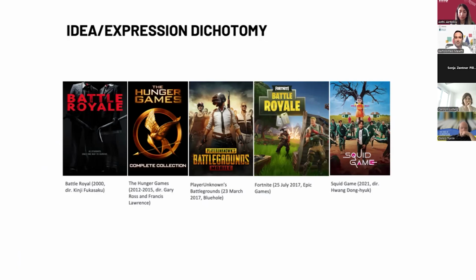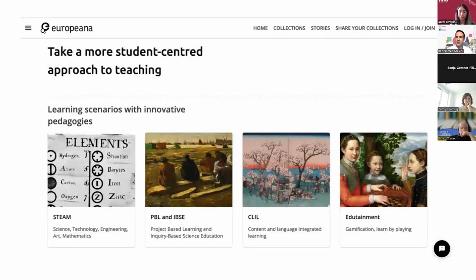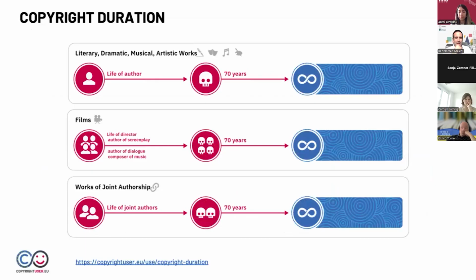But the same principle applies to educators, of course. If you see a nice idea that you'd like to teach something with, you're free to borrow that. For example, one of the resources I'll show you later is the Europeana Classroom, where you can find a bunch of open educational resources and learning scenarios. In that case, as we'll see, you can use the whole thing because it's distributed under an open license. But even if it wasn't, the underpinning idea and the teaching methods are free for you to borrow and adapt to your own purposes. So that's the idea expression dichotomy in a nutshell.